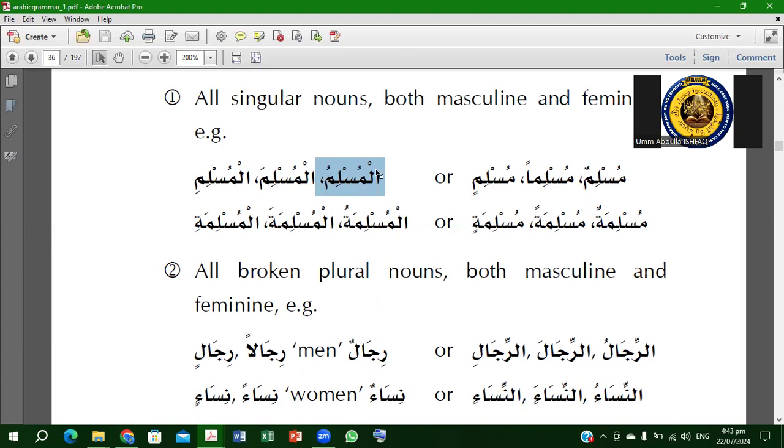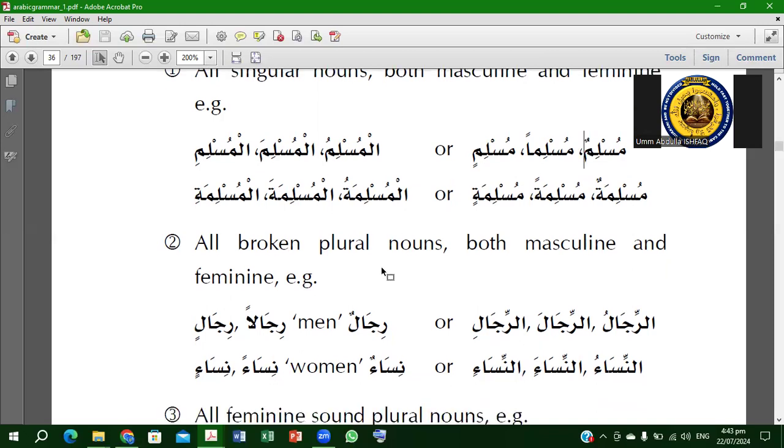So alif lam is a sign of proper noun, and tanween is a sign of common noun, and they can never come together. Okay, al-Muslimun can never take place, right? I'm just revising with you to make you confident before moving to sentences.